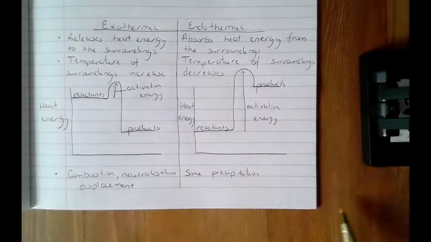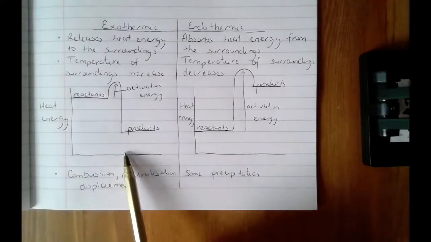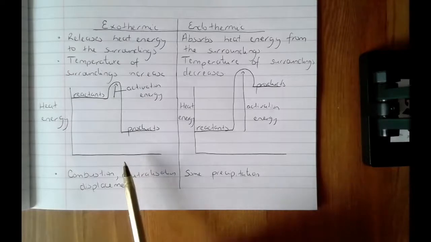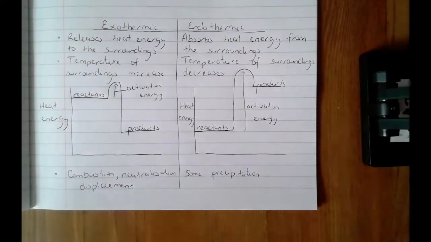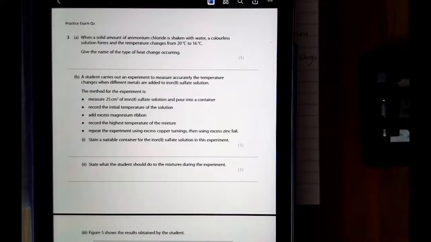But it can vary. Okay, so precipitation can be exo or endo, whereas these ones are always going to be exo. We'll just have a look at some exam questions on this so you get an idea of what you're going to be asked. So I've got one here which will be relatively straightforward.